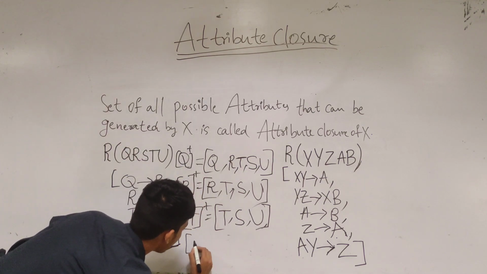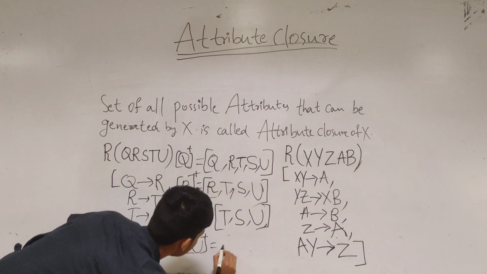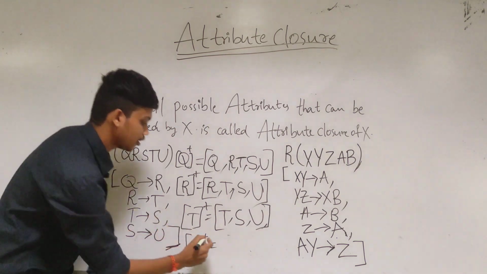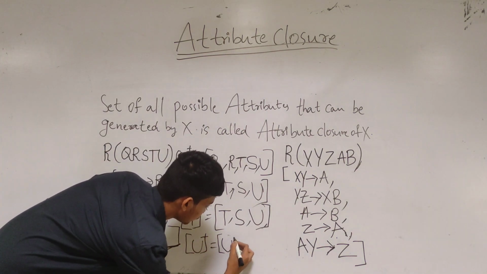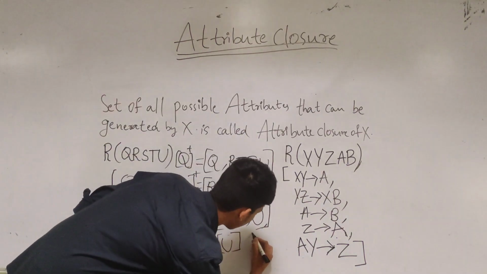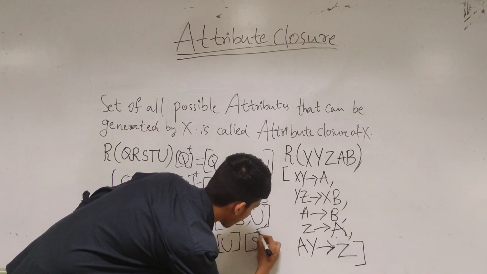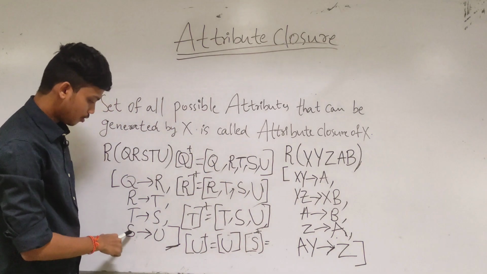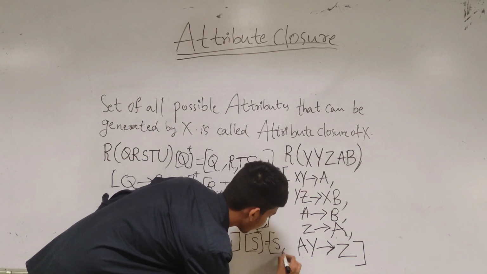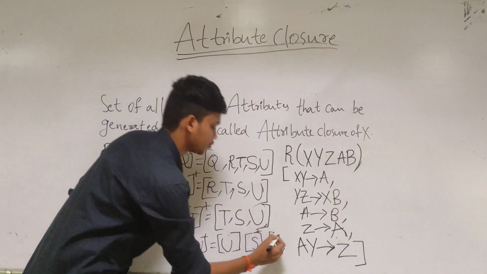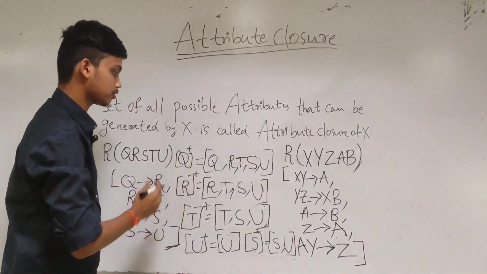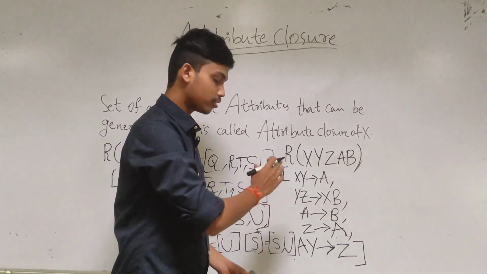Now let us do U. I'm writing the U closure here. What can we get from the U closure? Nothing else, simply U. Now, in the same way, do the S closure. From the S closure we can get S and we can get U. In this way we need to do the closure for each attribute.